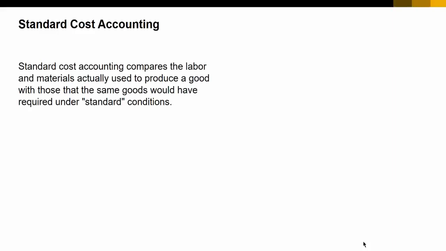When it comes to production, cost accounting takes on the guise of standard cost accounting. Basically, standard cost accounting compares the labor and the materials that were actually used in the production of a good with those that the same goods would have required under standard conditions or ideal conditions. It does that through the use of two things.